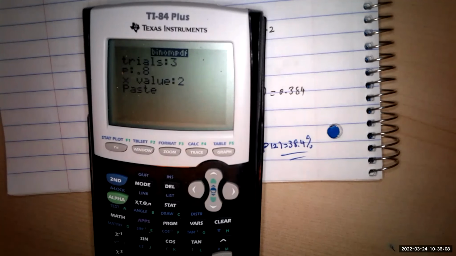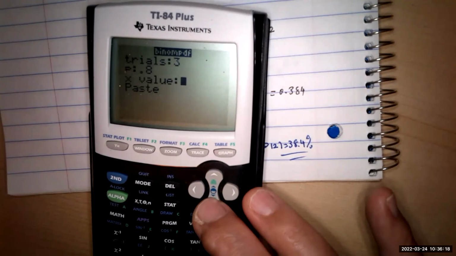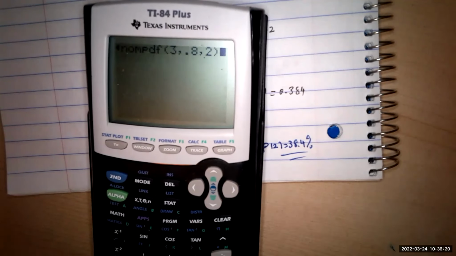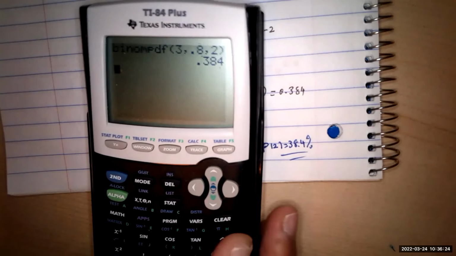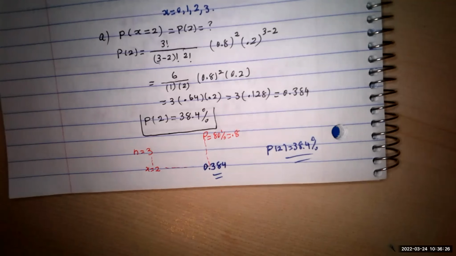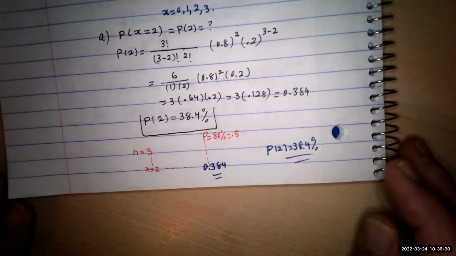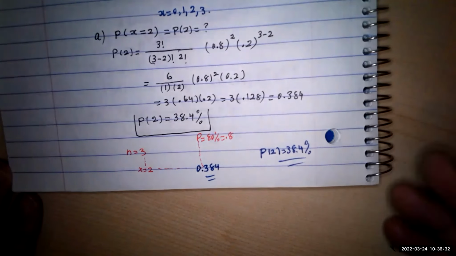Then you identify the trials, N. P is the probability of success. And okay, X is going to be the value, which is 2. Then if you do all of them, that will paste it for you and then give you the result, 0.384. Okay, that's going to be the one. But since you are going to have several readings, the table would be quick. I'll do both of them, you see.